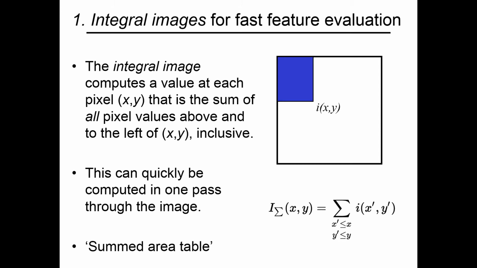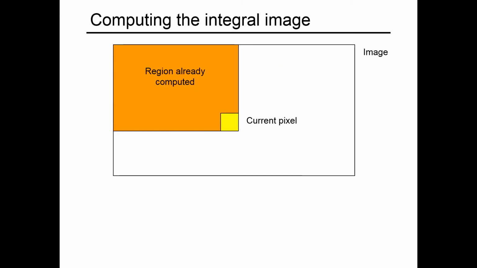Because I sum over one part and then I subtract over another part. That's basically what the filter does. So then we just need to find a way to very efficiently compute the sum of values over a region of the image. And what they did is they first compute a so-called integral image.